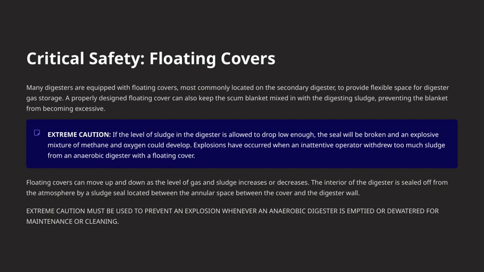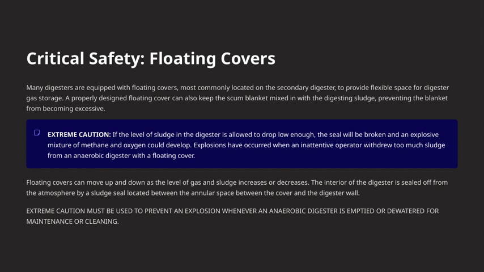They provide a flexible space for storing digester gas. A properly designed floating cover not only helps in gas storage, but also plays a role in maintaining the proper mixing of the scum blanket with the digesting sludge. This prevents the blanket from becoming excessive, which is crucial for efficient digestion.